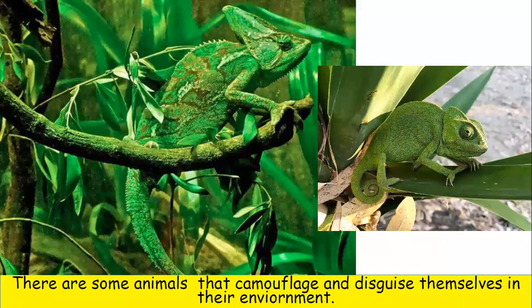There are some animals that camouflage and disguise themselves in their environment. Remember, an animal is a living thing, it's not an object, but still, it goes to show how an animal can camouflage, transform, or disguise themselves based on their environment. We can also disguise and camouflage ourselves too by wearing different clothing that matches our environment.